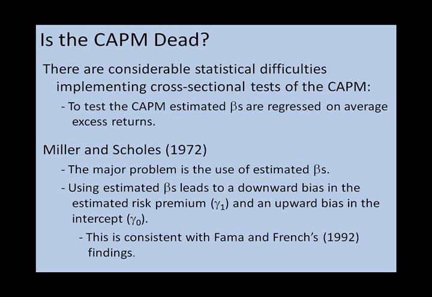And Miller and Scholes in 1972 actually highlighted that this is a major problem, and that using estimated betas will lead to a downward bias in the estimated risk premium, gamma 1, and an upward bias in the intercept. In other words, the estimated risk premium would fall towards 0, while the intercept would rise up. This is actually consistent with what Fama and French found. They found there was no relation between betas and average excess returns. But maybe that was due to the use of estimated betas.